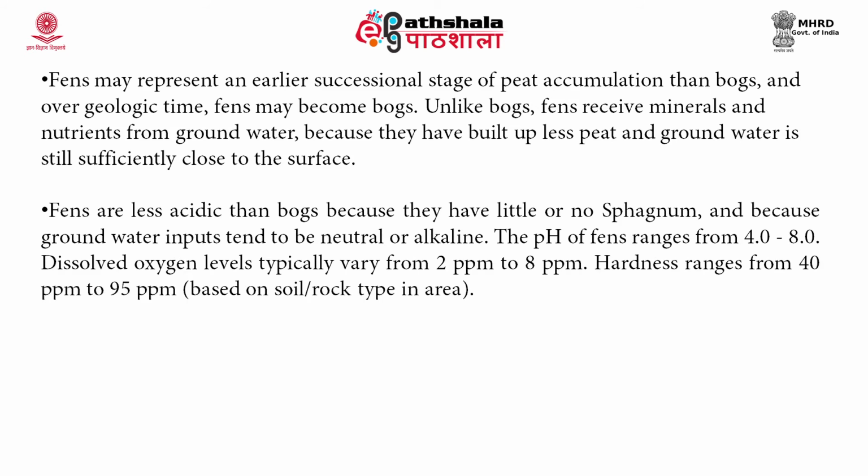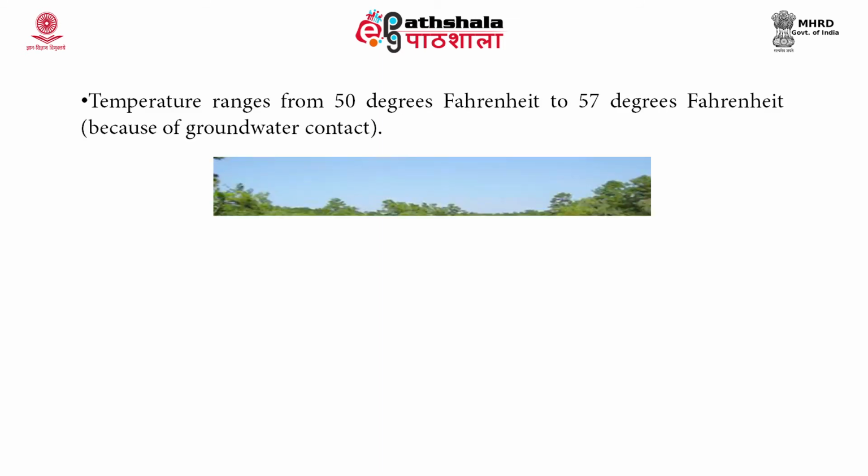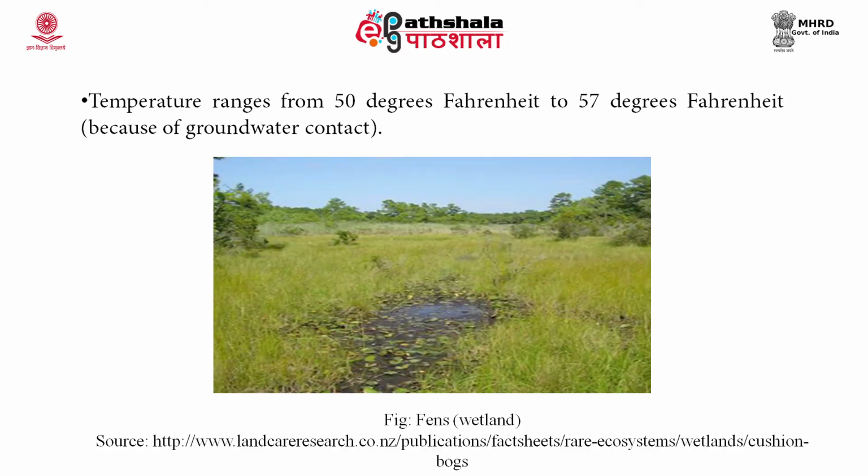Fens are less acidic than bogs because they have little or no sphagnum, and because groundwater inputs tend to be neutral or alkaline. The pH of fens ranges from 4.0 to 8.0. Dissolved oxygen level typically varies from 2 ppm to 8 ppm. Hardness ranges from 40 ppm to 95 ppm based on soil and rock type in the area. The temperature ranges from 50 degrees Fahrenheit to 57 degrees Fahrenheit because of the groundwater content.